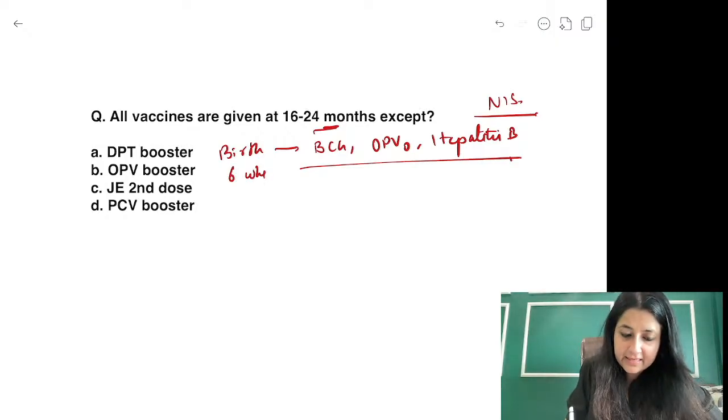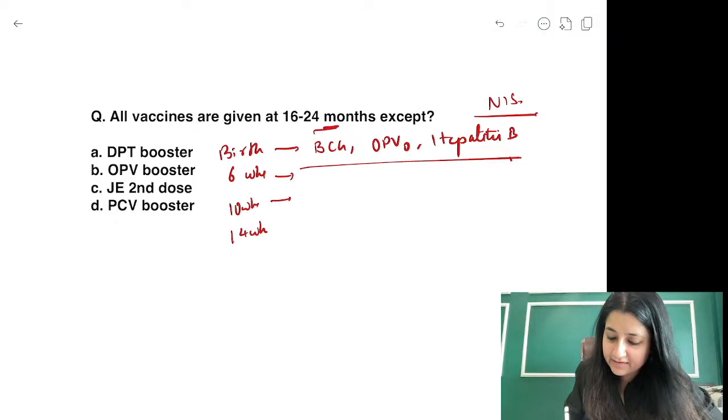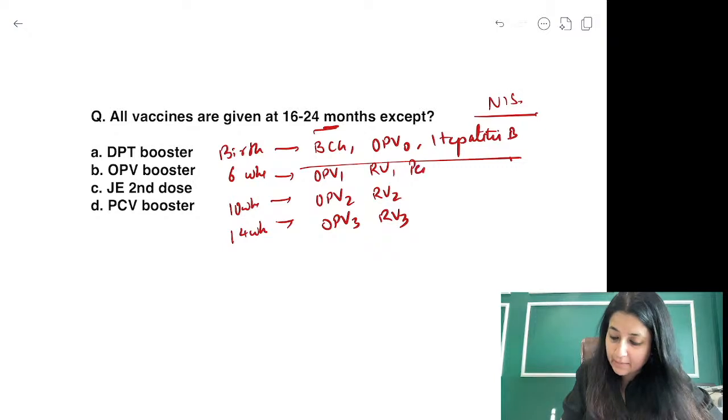Then 6 weeks, 10 weeks, 14 weeks. Now what is given in 6, 10, 14 weeks, everybody? You will give OPV1, OPV2, OPV3, rotavirus 1, rotavirus 2, rotavirus 3. After that Penta 1, Penta 2, Penta 3.